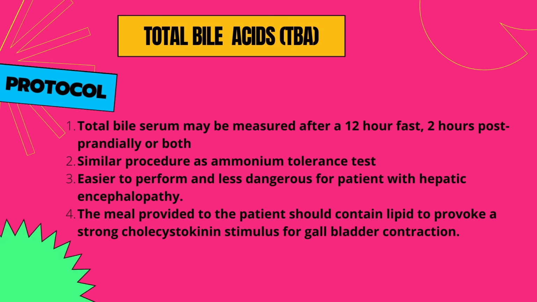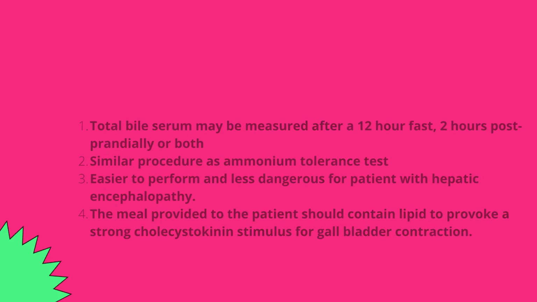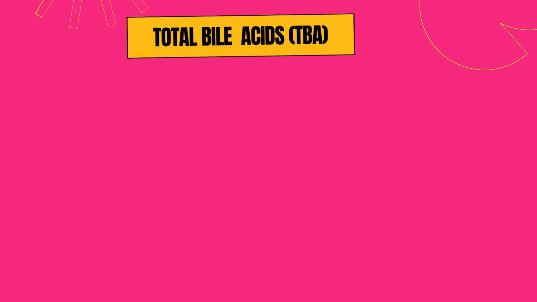Total bile acids, TBA, may be measured after a 12-hour fast, 2 hours postprandially, or both. It has a similar procedure to the ammonia tolerance test, but it is easier to perform and less dangerous for patients with hepatic encephalopathy. The meal provided to the patient should contain lipid to provoke a strong cholecystokinin stimulus for gallbladder contraction.